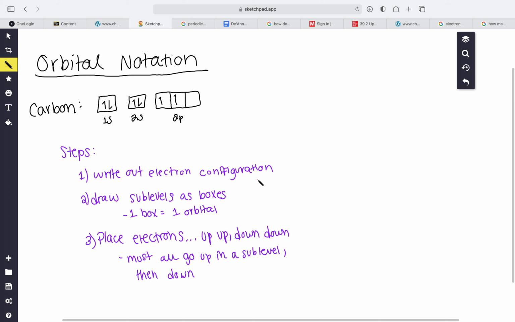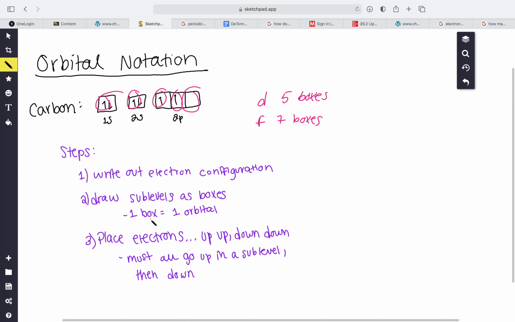So I write out the electron configuration, and then I draw the sublevels as boxes. Remember, one box is one orbital. So this is an orbital, this is an orbital, and so on. As you remember from the last slide, each sublevel has a different number of orbitals. The S sublevel has 1 orbital, the P sublevel has 3 orbitals, the D has 5 orbitals, so you'll have 5 boxes, and the F has 7 boxes, or 7 orbitals.